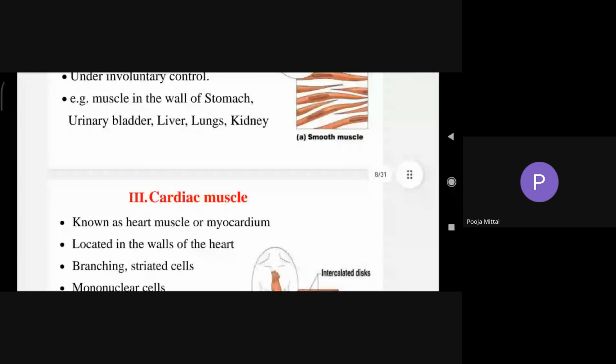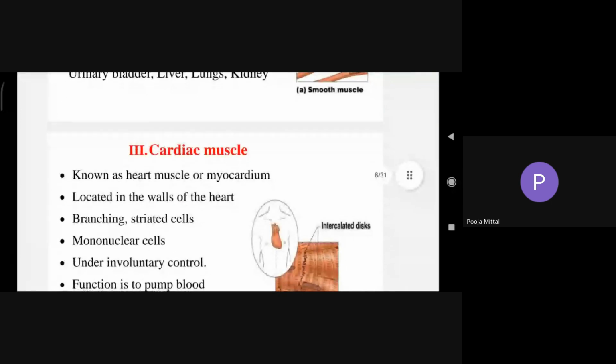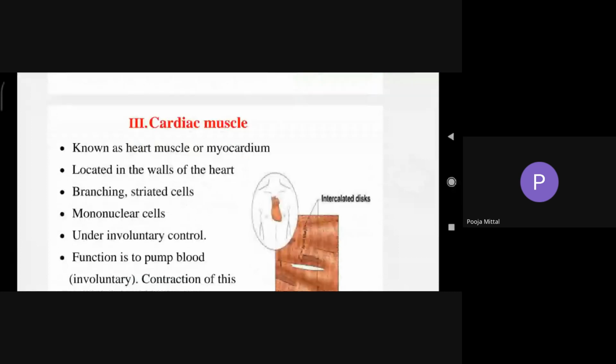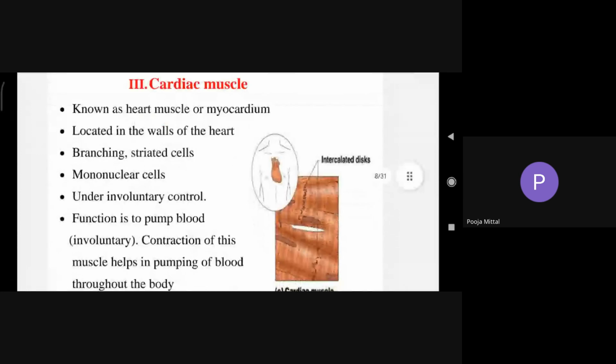Next is cardiac muscle, known as heart muscle or myocardium. The word myo comes from muscle, and cardium means heart, so the muscle of the heart is known as myocardium. It is located in the walls of the heart and has branching striated cells. Muscles in the heart have a special quality: they are branched and striated like skeletal muscles.